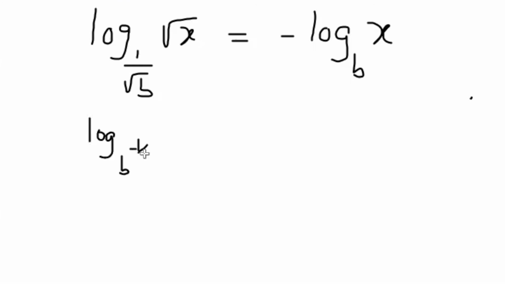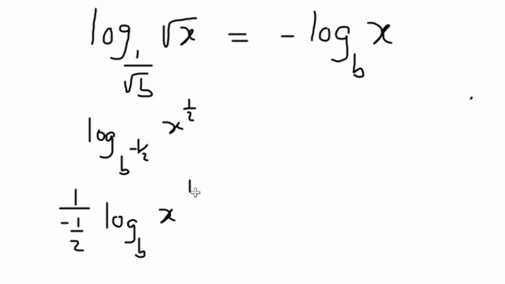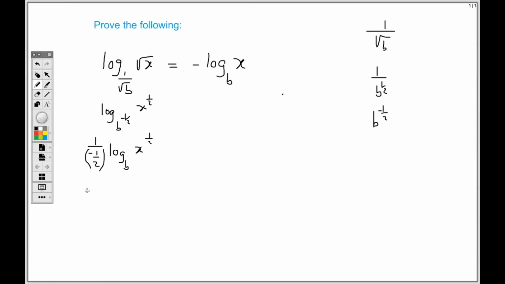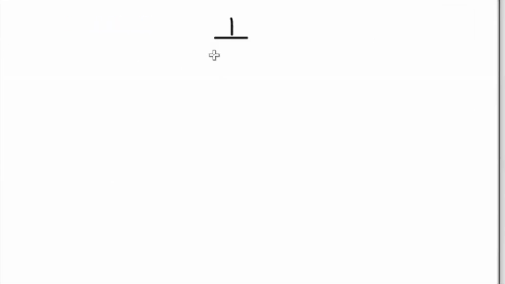Now root x, the square root of x, is x to the half. For the base, I have b to the minus a half. So minus a half can be rewritten as 1 over negative a half in front of the log. So I have 1 over negative a half log base b of x raised to the half. I'm doing this step by step. Now, just as before, when you have a fraction in the denominator, I reciprocate it, so it becomes 2 over 1, but it's minus 2 because it's negative a half.